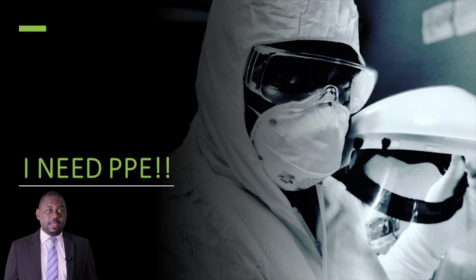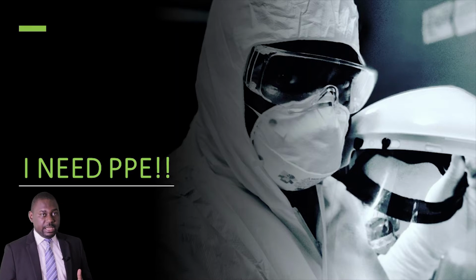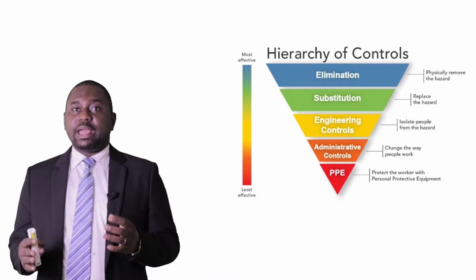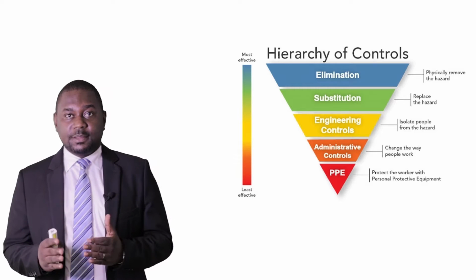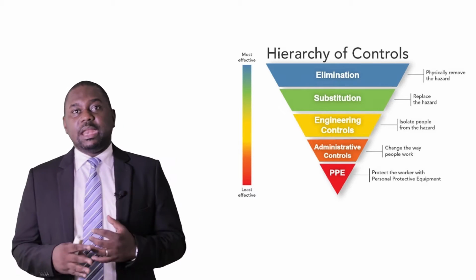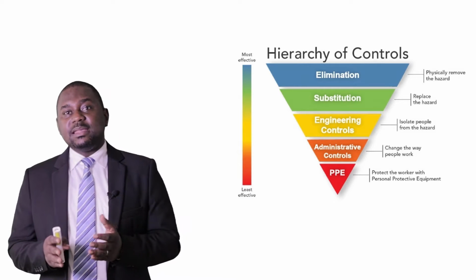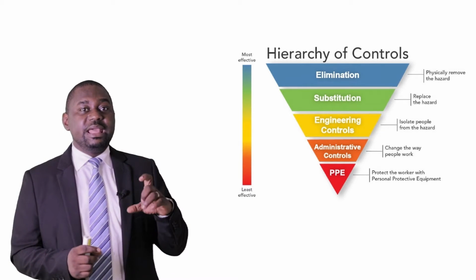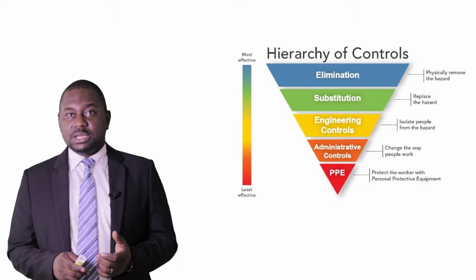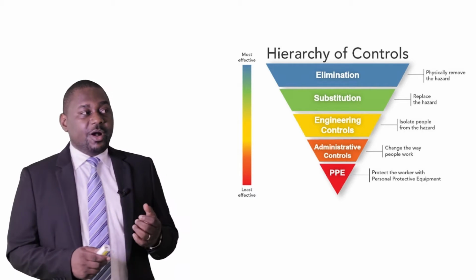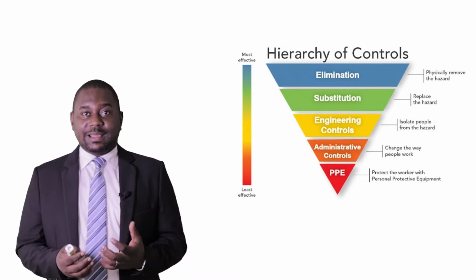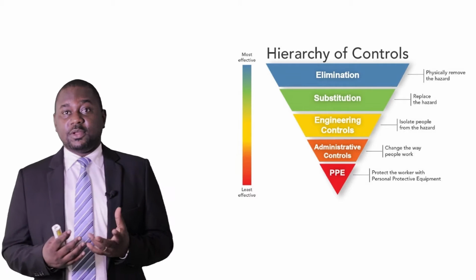So I need PPE. What PPE do you actually need? We're going to talk about PPEs, but first we'll look at the hierarchy of control of a risk. Yes, COVID-19 is now the risk that we have. And in the hierarchy of control, PPE is actually the smallest, the least effective method, with the most effective being elimination. Unfortunately, COVID-19 is transferred by people, so elimination is not an option, substitution is not an option.